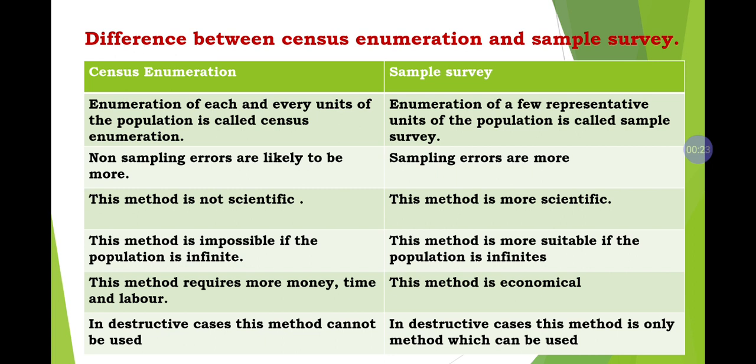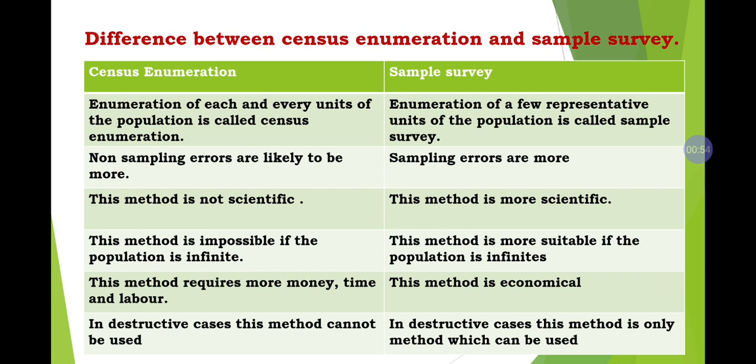First, enumeration of each and every unit of the population is called census enumeration. Enumeration is nothing but collection. In simple words, it is the collection of every single unit of a population, where we go door to door and take the count of the population in each house. That is called census enumeration.